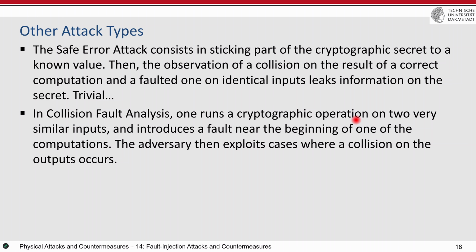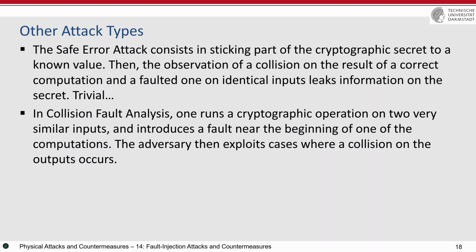You run the cryptographic operation on 2 very similar inputs. For example, 2 plaintexts, and the plaintexts are different on only 1 byte. The plaintexts are exactly the same, just 1 byte is different, and you induce a fault near the beginning of the operations, not the last round. Because many people said, let's just protect the last round of the cipher. Last, for example, 2 rounds, then the DFA will not be possible, or the fault attacks are not possible. But now this is an attack which shows that you have to actually protect the first round as well.